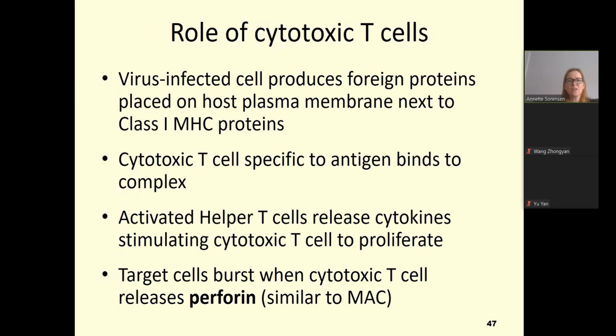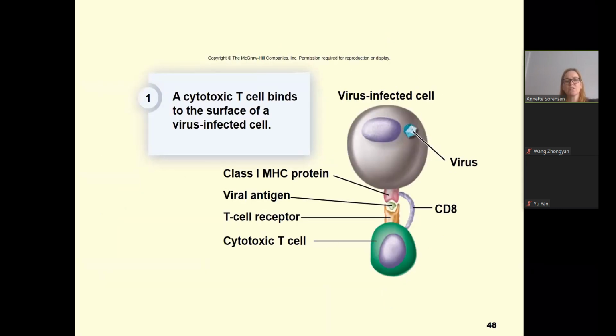So, a very quick recap of what I've already said. The role of the cytotoxic T cells: virus-infected cells produce foreign protein, which is placed on the host plasma membrane, complexed with this MHC1 protein. The cytotoxic T cell can bind to that antigen, and it can activate helper T cells to release cytokines, which then stimulate the T cells to proliferate, and it leads to the cytotoxic T cells releasing proteins such as perforin, for example, which can kill the cell.